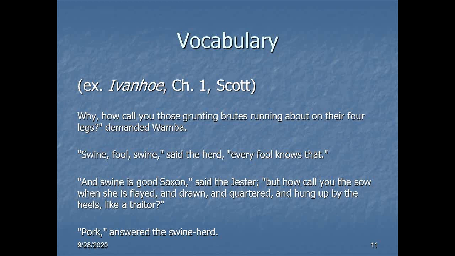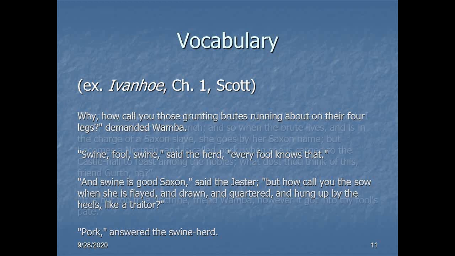And it goes like this. "Why, how call you those grunting brutes running about on their four legs?" demanded Wamba. "Swine, fool, swine," said the herd. "Every fool knows that." "And swine is good Saxon," said the jester. "But how call you the sow when she is flayed and drawn and quartered and hung up by the heels like a traitor?" "Pork," answered the swineherd.